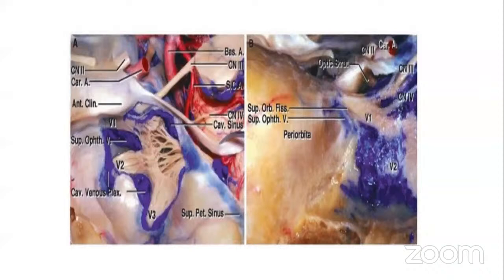The superior petrosal sinus passes above the porus of Meckel's cave to join the posterior part of the cavernous sinus. So as shown, the superior petrosal sinus passes above the porus of Meckel's cave to join the posterior part of the cavernous sinus. So here is the superior petrosal sinus, which further continues to join the porus of Meckel's cave.